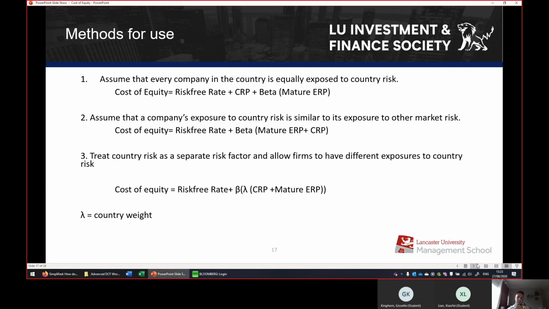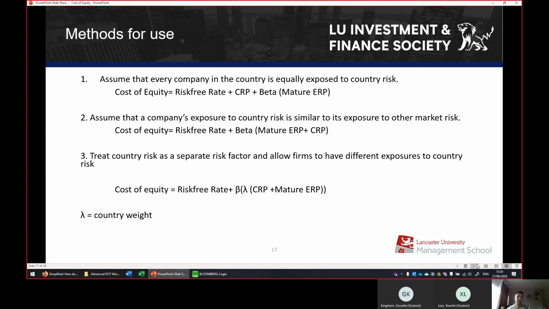Or I can assume that the exposure to the country risk is similar to any other risk that the business is exposed to. So it's spread out between each risk that the company is exposed to. Then I add it onto the mature market premium. So I have the country risk premium and the mature market premium, and I just add them together to figure out the equity risk premium. So I have the base, and I have the extra risk associated with the country, and I just add them together.